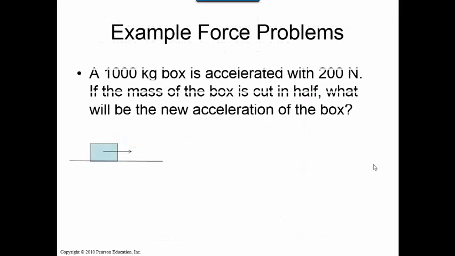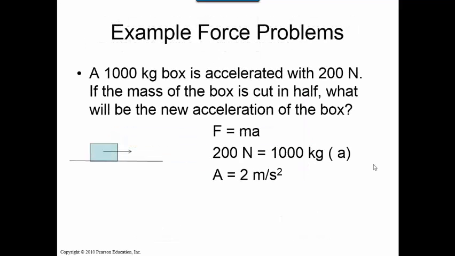Here's an example. A 1,000 kilogram box is accelerated with 200 newtons. If the mass of the box is cut in half, what will be the new acceleration of the box? Well, first let's find the acceleration of the box to begin with. So I drew a free body diagram. I drew my box sitting on the table, and the force that's acting on it, moving it, I've drawn here with an arrow. That's F.